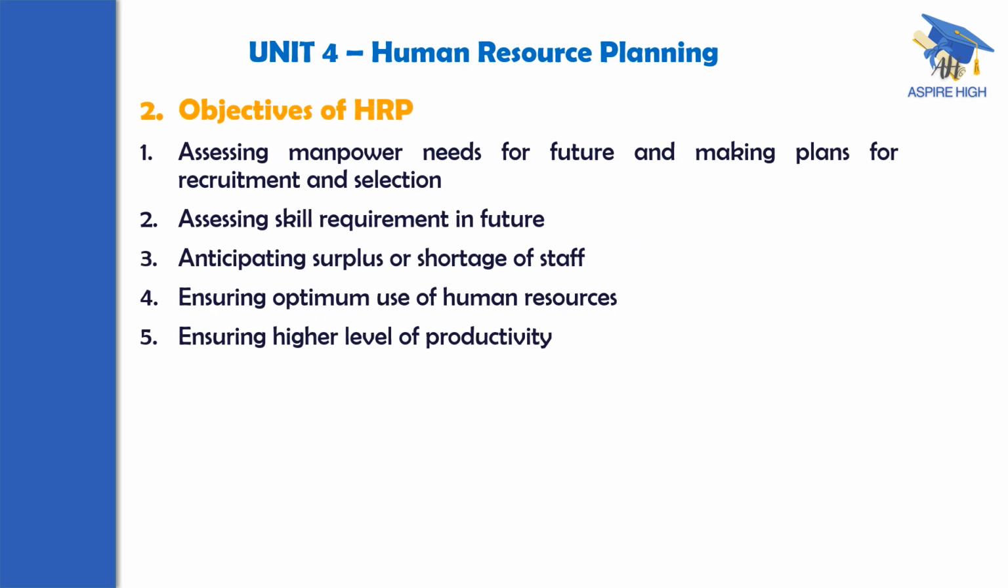Next comes the topic objectives of HRP. We have enlisted 5 objectives here. This is also more or less what we have just now spoken about, what HRP is. The first one is assessing the manpower needs for the future and making plans for recruitment and selection. We have to identify how many people are required in a particular role, say for a period of 1 year, 2 years, 3 years, like that. The immediate requirement is the first year. Making plans for it, we then have to start with the recruitment process and selection.